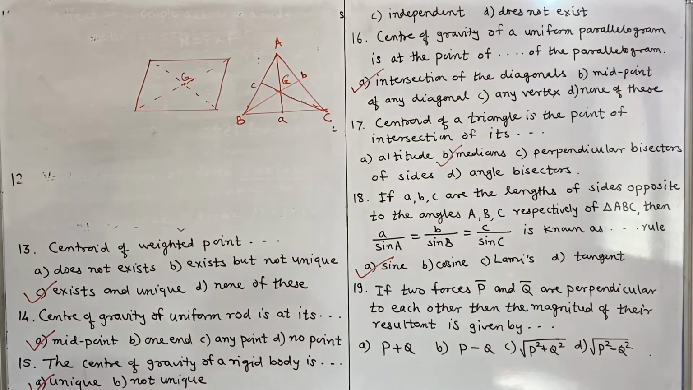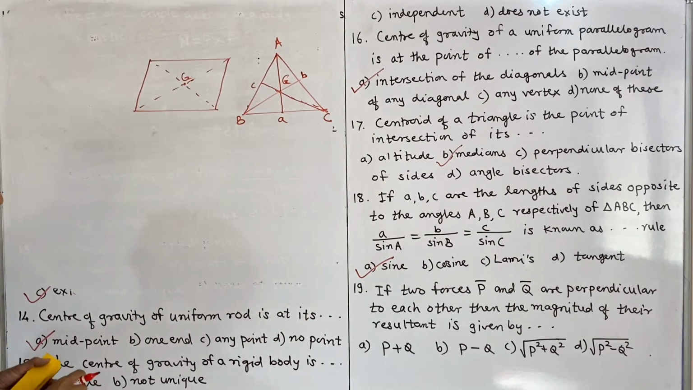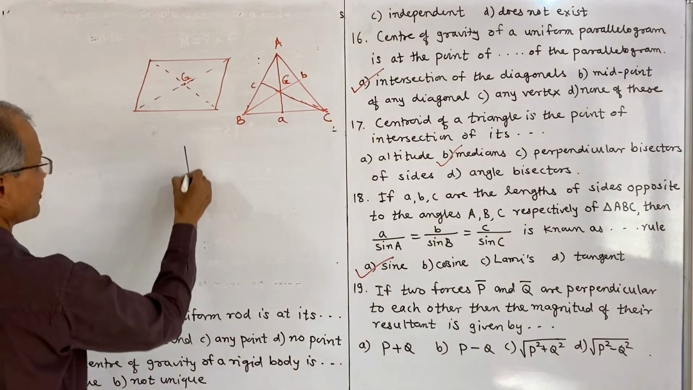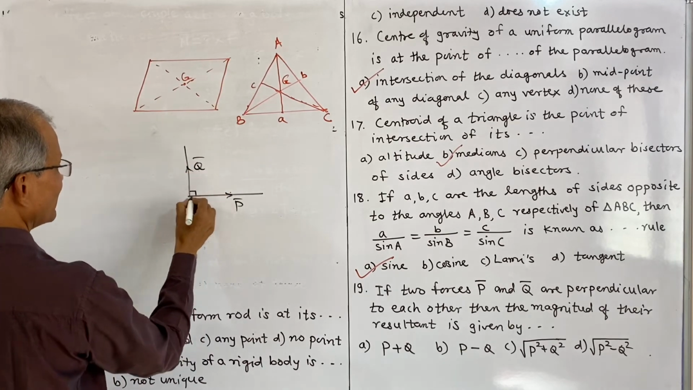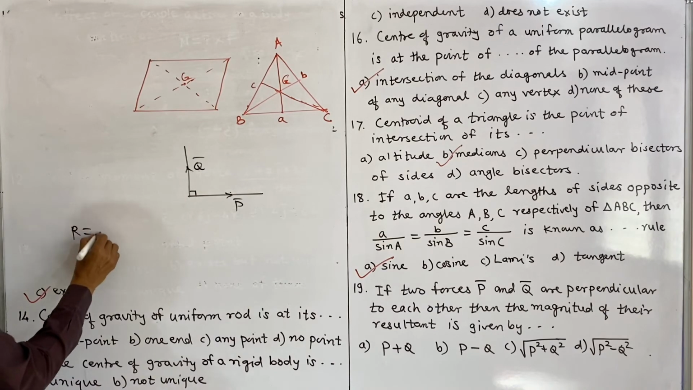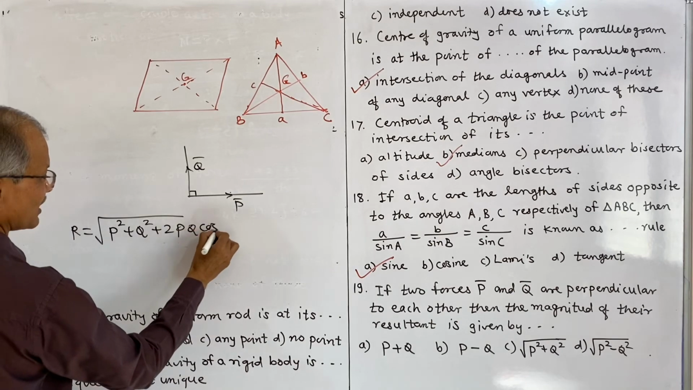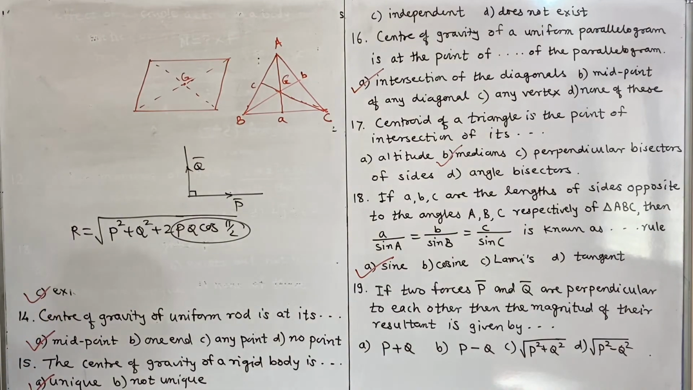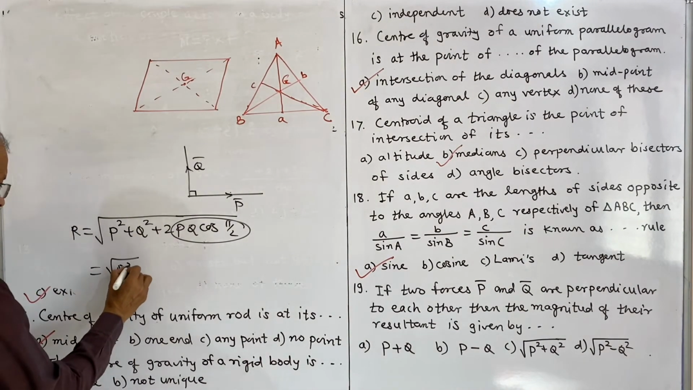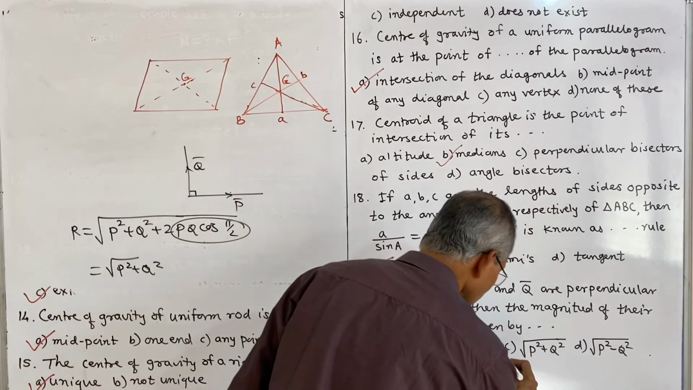The next one is: if two forces P and Q are perpendicular to each other, then what is the magnitude of their resultant? So the forces are perpendicular, P is perpendicular to Q, and the angle will be 90 degrees. Their resultant is given by root of P squared plus Q squared plus 2PQ cos 90. But we know that cos 90 is 0, and therefore the resultant will be root of P squared plus Q squared, and thus the correct alternative here is C.